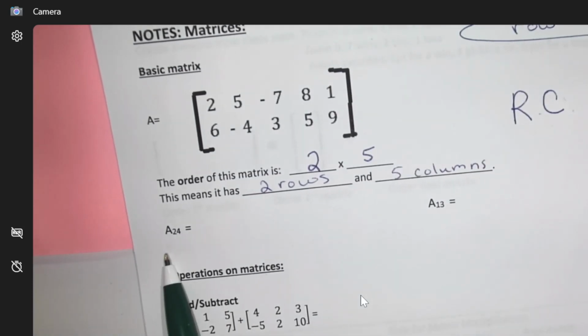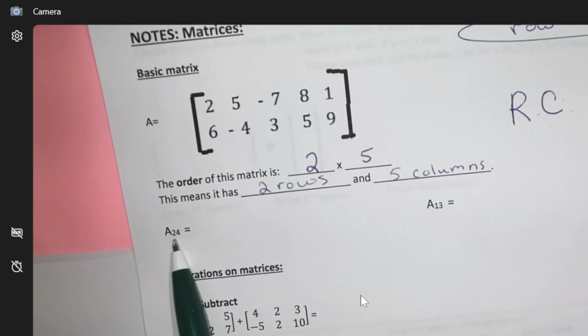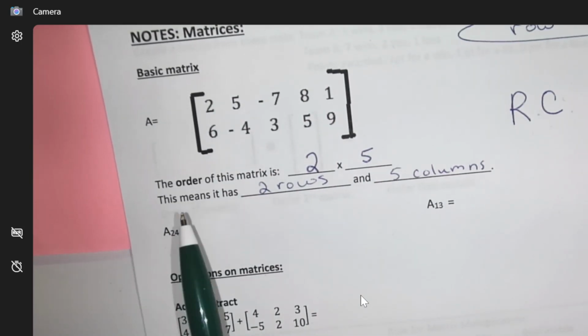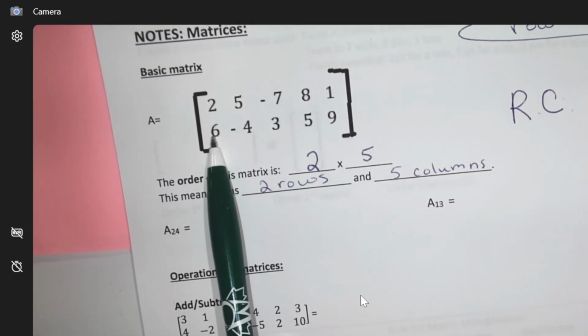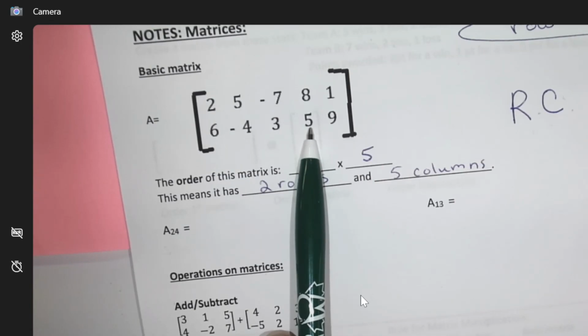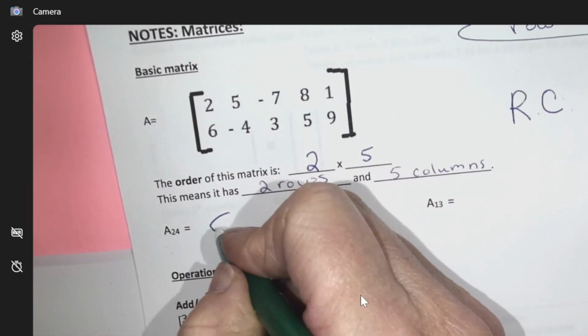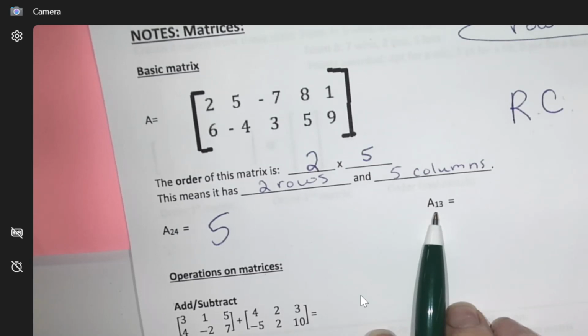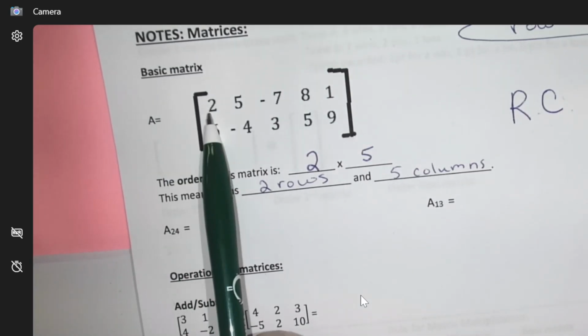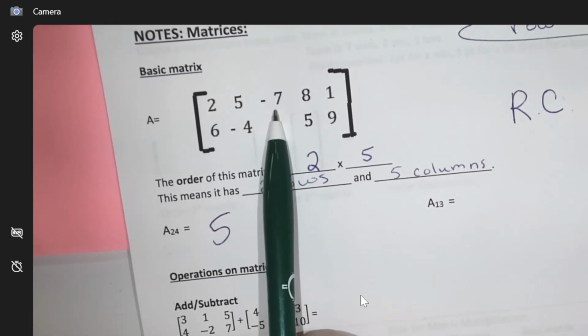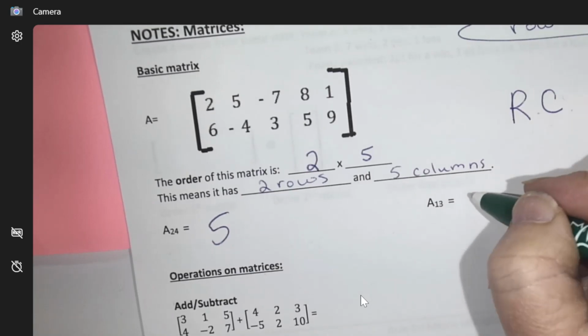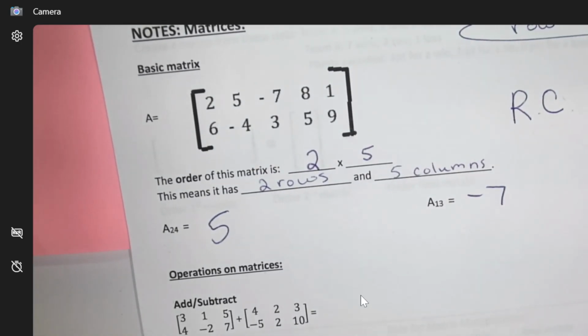Rows, columns. Okay. So A24 means which of these digits is in the second row, 4th column? Which position would that be? Second row, 1, 2, 3, 4. This one, right? A 5. What's in the first row, 3rd column? First row, 3rd column. -7. Okay, so that's a basic positions of a matrix, knowing that it's rows, then columns.